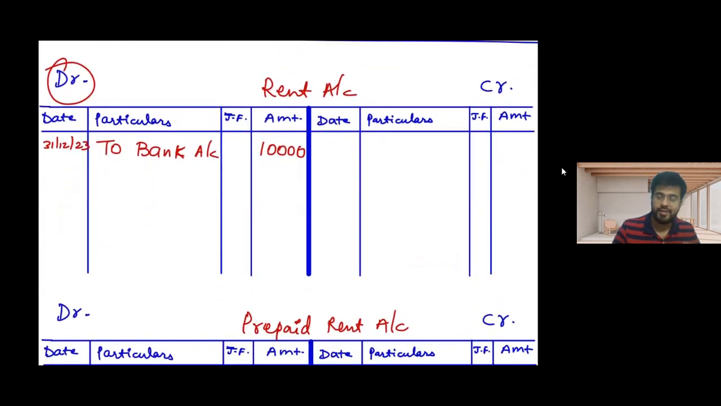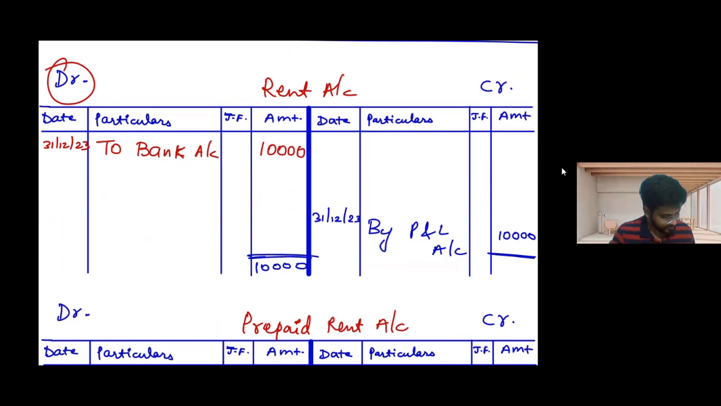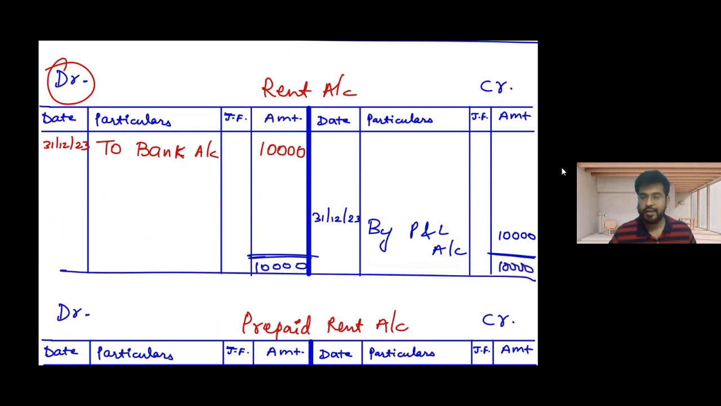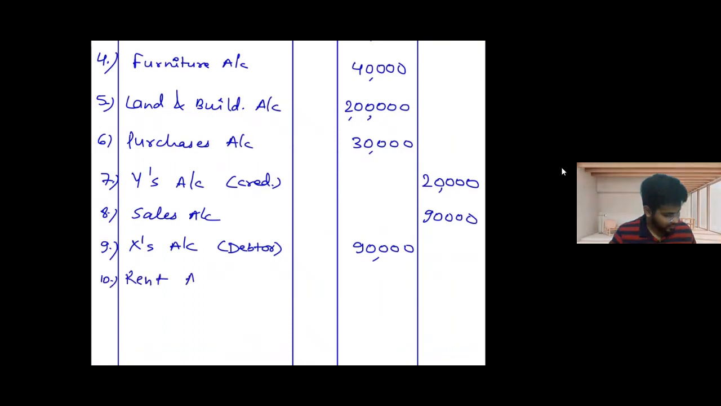Then we have a rent account. So rent is an expense. It is a profit and loss item. Okay. So this will be transferred to the profit and loss account on 31st of December 23, 10,000 rupees, and our total will be 10,000 on both sides. So here you can see on the ledger account, the balance is coming on the credit side. What I will do in my trial balance, I will write it on the debit side. Rent account, that is 10,000.